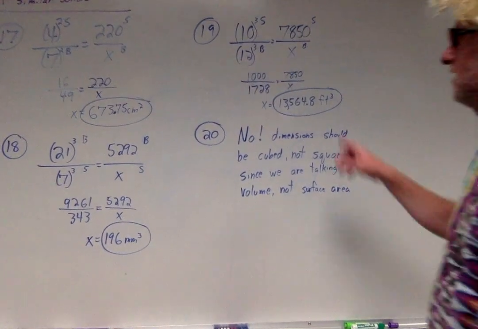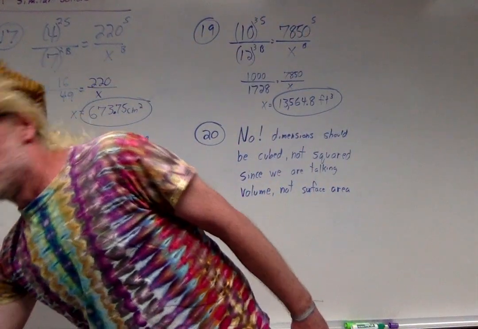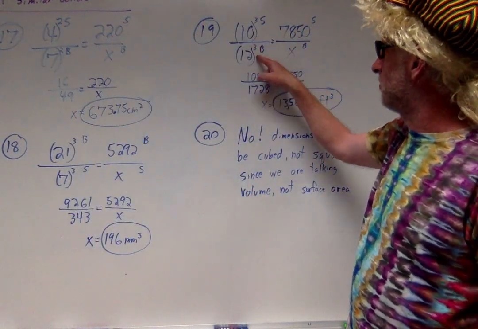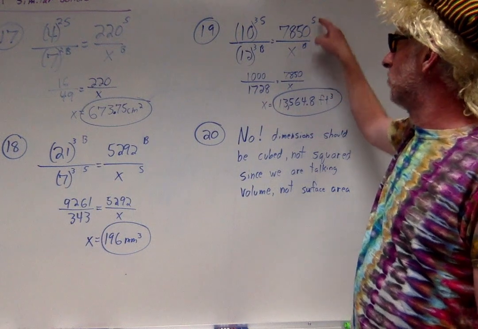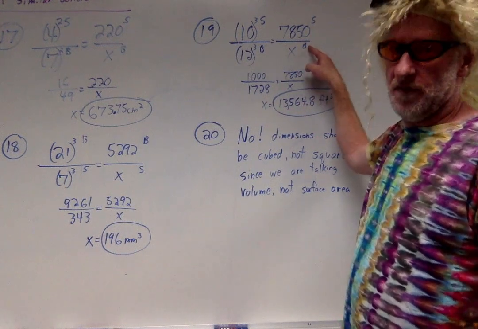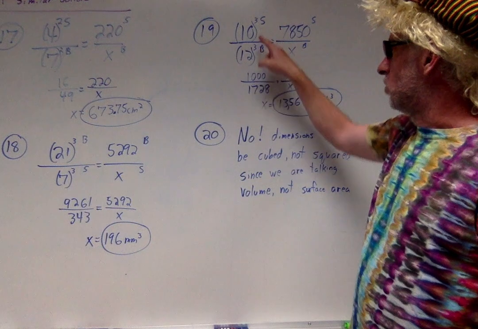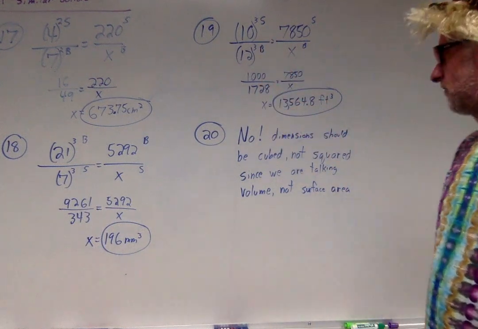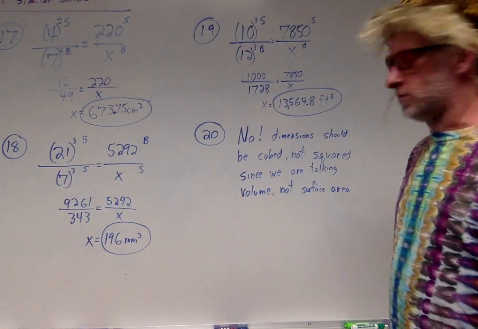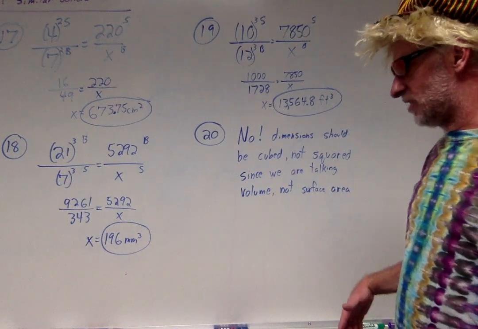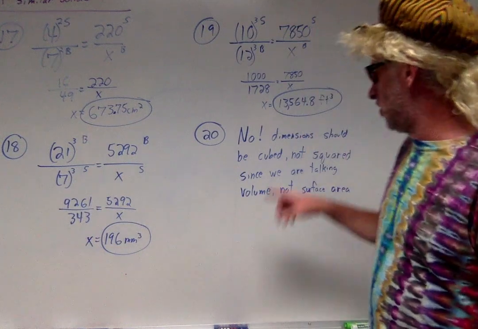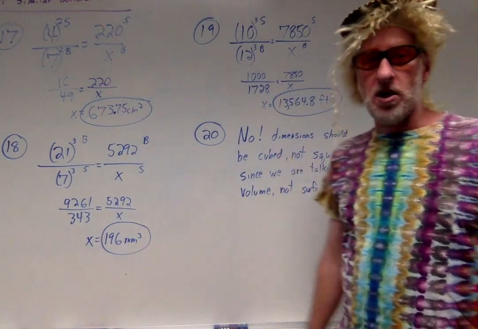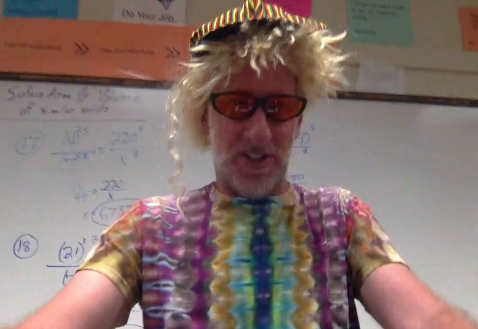And here we go, number 19, everybody. Number 19 was cylinders. So once again, we're talking volume, so they have to be cubed. They give us the volume of the small. We're looking for the volume of the big. Cube your dimensions, solve your proportion, 13,564.8 feet cubed. And then number 20, did they do it right? You should know by now. No, the dimension should have been cubed, not squared, because we're talking about volume, not surface area.